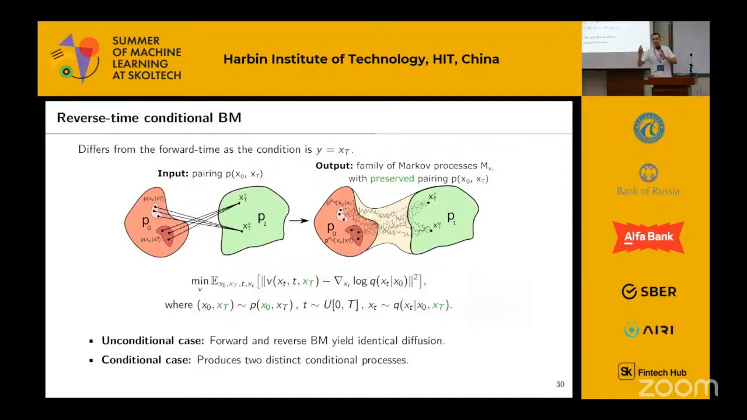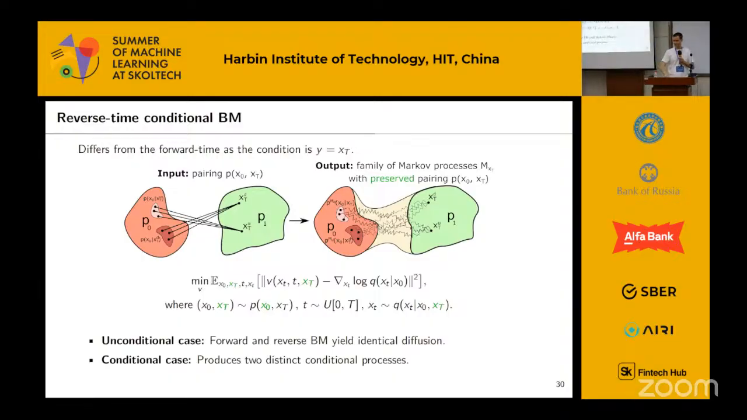So while in the unconditional case, forward and reverse Markovian projections are essentially the same process, just in forward and backward time, here these are two families of processes which are different. One family is the family of reverse diffusions conditioned on samples from the target domain.